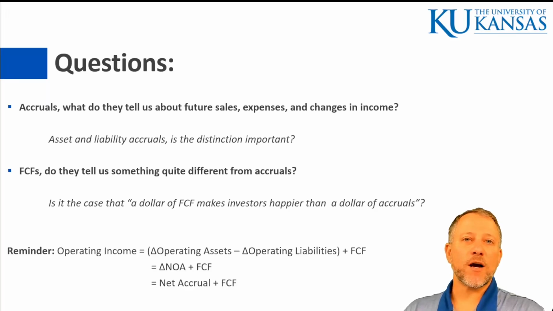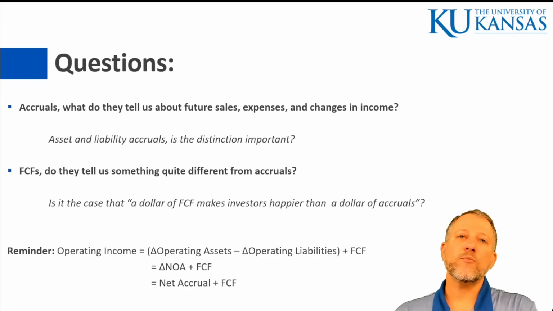What we're going to talk about today is that in some cases it does make sense to net those two things together, while in other cases we may want to look at each of those components individually. Once we net the two types of accruals together, the assets and liabilities, then we just have two components of earnings. We can think of the change in net operating assets as the net accrual, and the other component is FCF, or free cash flows.